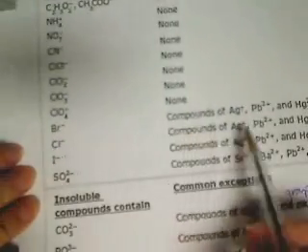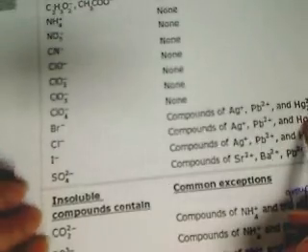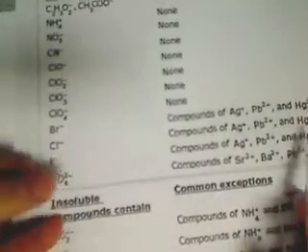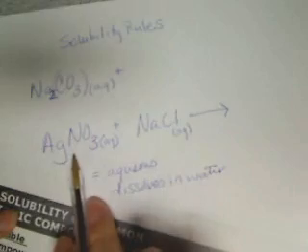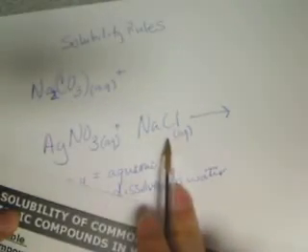Let's go here to chlorine. We see compounds with silver, lead, and mercury. They are not soluble. So, sodium is not one of these over here, which means sodium chloride is soluble. So what's going to happen is I put a solution of this, it's going to be a clear solution. I take a solution of this, it's going to be clear. I add these two clear solutions together.